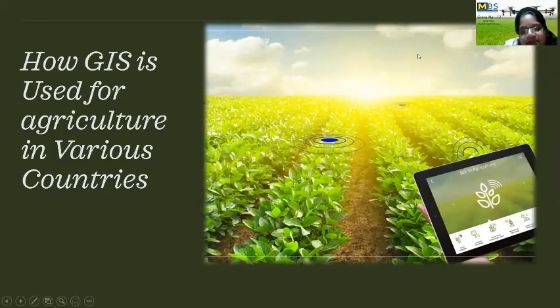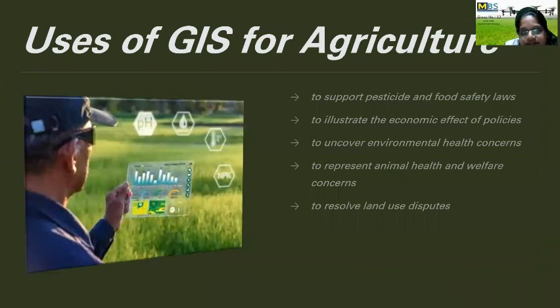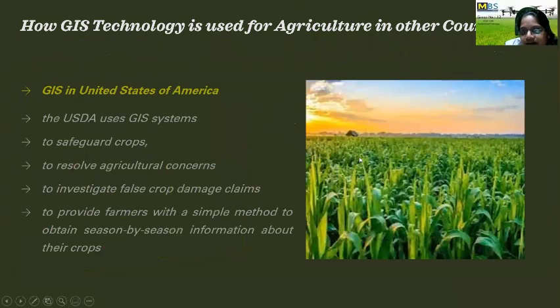Thank you, Shrimali. I am going to explain the uses of GIS for agriculture in various countries such as India, USA, and Arabic countries. Agriculture authorities in many countries, both developing and developed, use GIS to ease their operations and also to increase the efficiency and accuracy of their plans and forecasts. Uses of GIS to support agriculture in each of these countries.